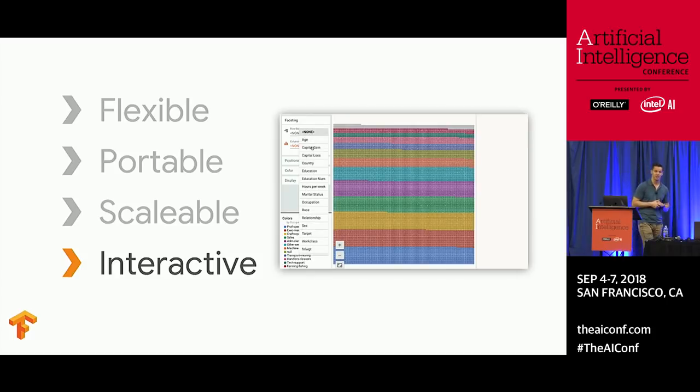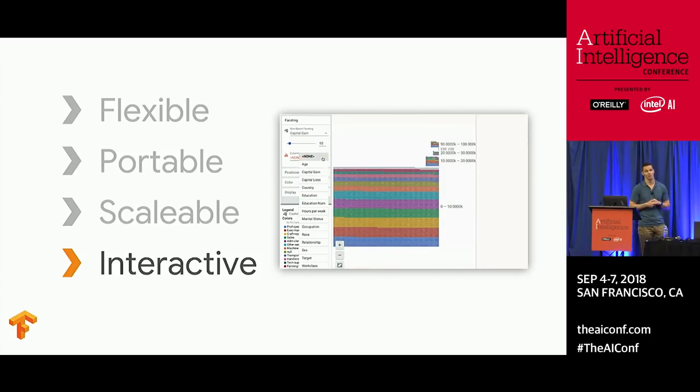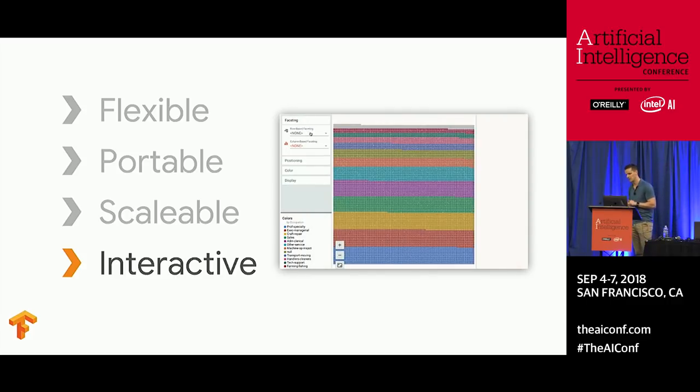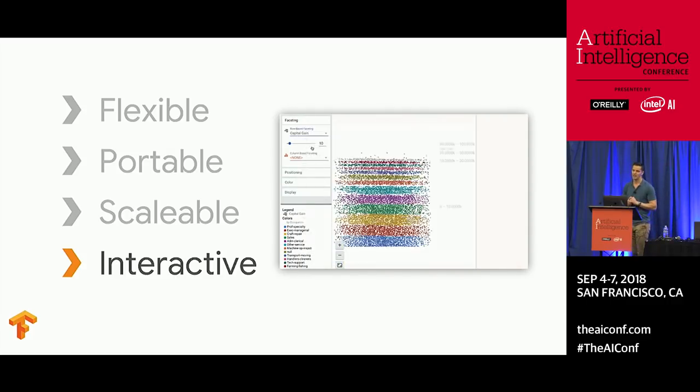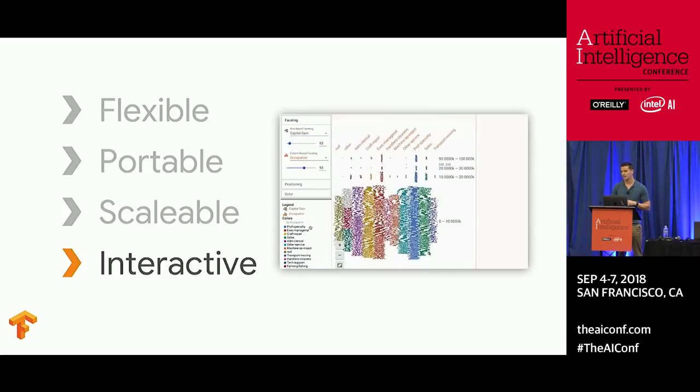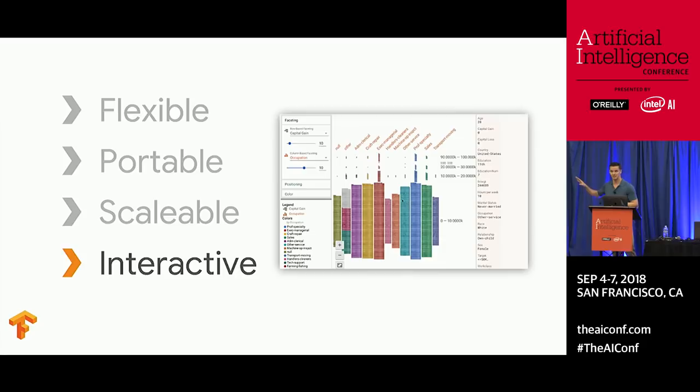The next principle is interactivity. So the machine learning process is not a straight line. At many points in this process, you actually have to interact with your data, understand your data, and make changes. So this visualization is called Facets, and it allows you to investigate your data and understand it. And again, this works at scale.